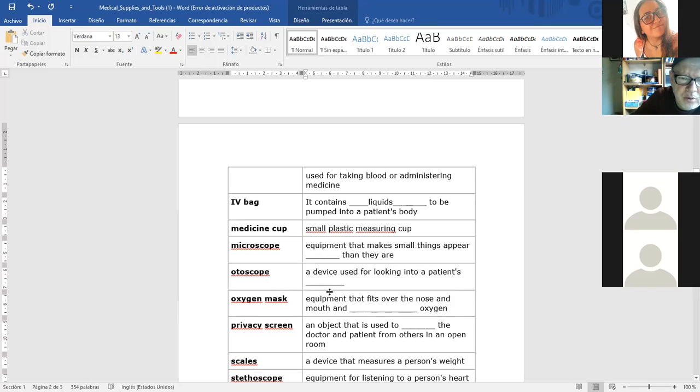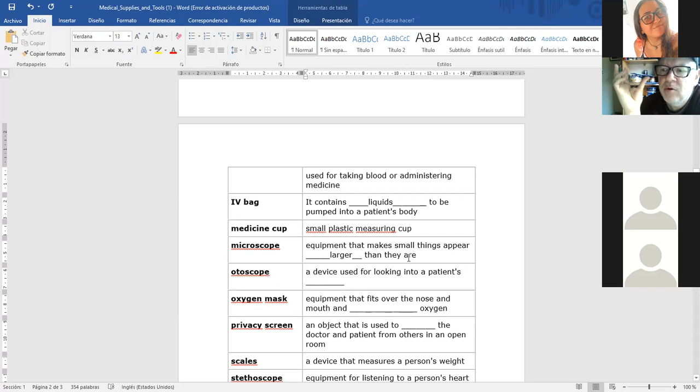What is a microscope? What is the word for microscope? Equipment that makes small things appear larger than they are in reality. Si traducimos esto, dice, equipo que hace que las cosas pequeñas se vean o aparezcan más grandes de lo que son. Equipment that makes small things appear larger than they are.